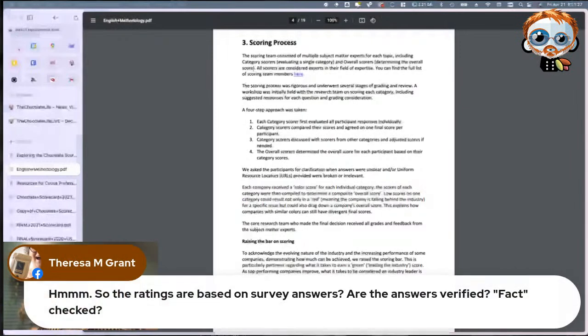Let's see, we have a question from Teresa Grant, who's in Georgia. She says, the ratings are based on survey answers. Are the answers verified, fact-checked? Teresa, you ask a very good question. So the ratings are based upon survey answers. I don't know if there is, in fact, what we might think of as a formal fact-checking process, and I don't know how the scorers, quote unquote, verify whether the answers are true or not.